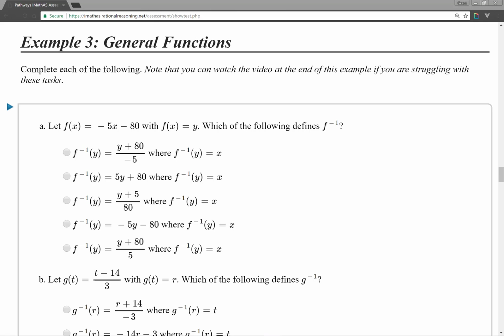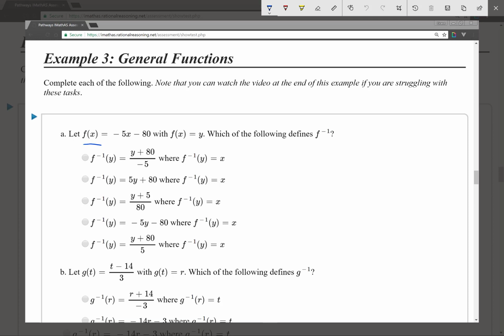Let's take a quick look at the following example. Suppose that f of x is equal to negative 5x minus 80, where f of x is equal to y. And we want to define f inverse. Now, given what we have, we know that y is equal to negative 5x minus 80. Now, if we do a little algebra, we can solve for x.